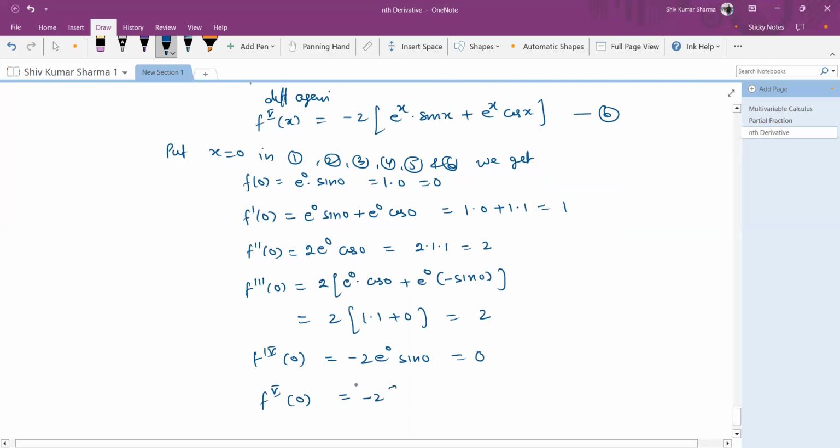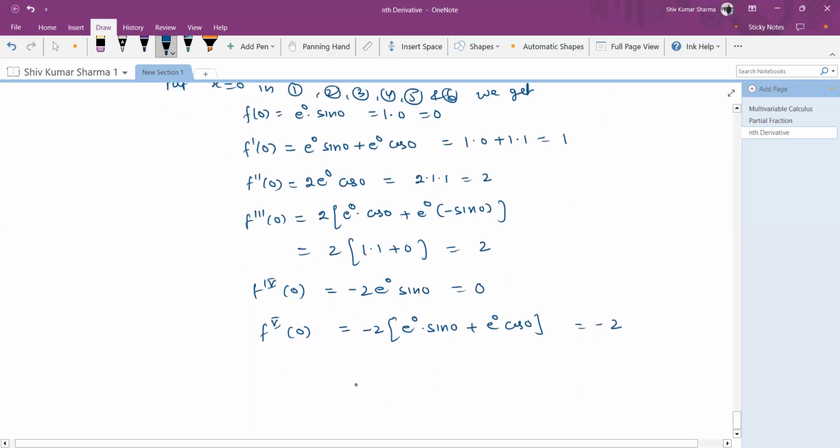So minus 2 into e raised to the power 0 into sine 0 plus e raised to the power 0 into cos 0. So this gives us minus 2. Sine 0 is 0, cos 0 is 1, so minus 2.